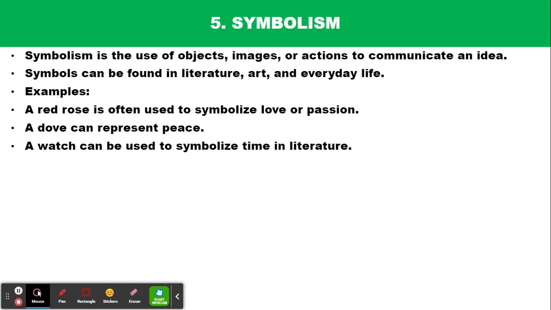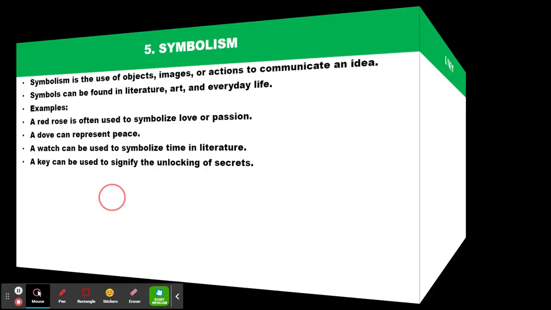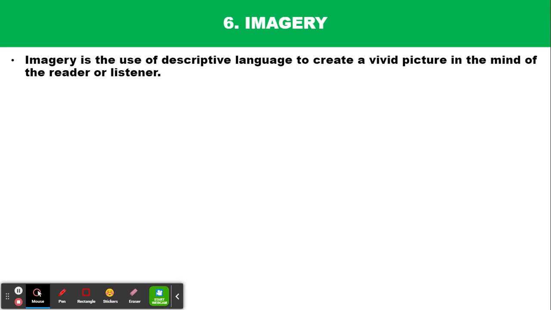Okay, so dove represents peace. A watch can be used to symbolize time in literature. A key, for example, can be used to signify the unlocking of secrets. So different things are used to symbolize different ideas.